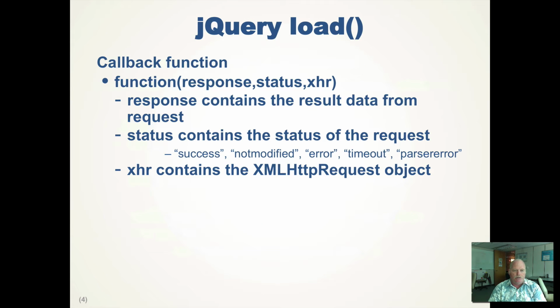The callback function, like we were talking about, has a response, a status, and a header. The response is the data that came back. It might be an HTML page, it might be a JSON object, it could be text, it could be whatever the response of the request is. The status tells you what happened to the request: it was successful, not modified, error, timeout, parse error, etc. And then the XHR contains the XML HTTP request object, so you could see what the request object looked like and get some information about it.